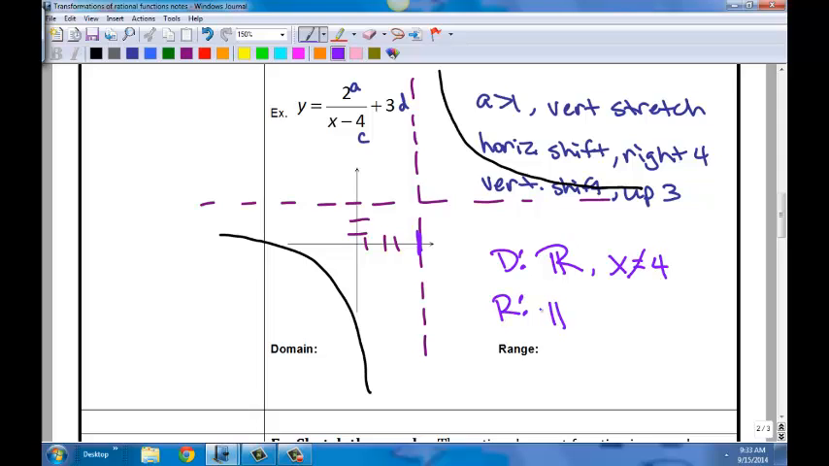The range is similar. Remember, it's all real numbers because it goes up and down forever. But then I tell the reader that, hey, there's that one spot right there. That's the only one it's not going to touch. So y cannot be 3. That's all there is to it.